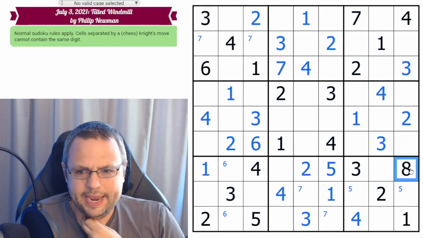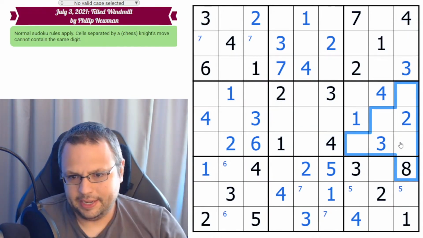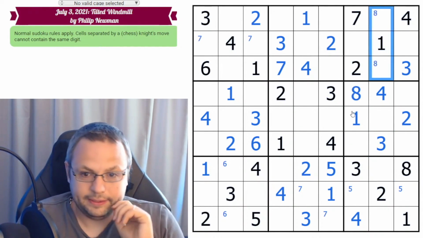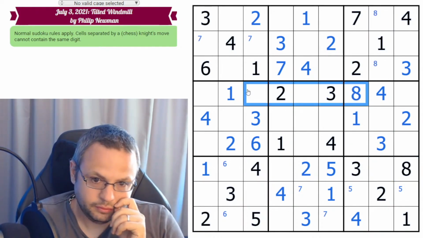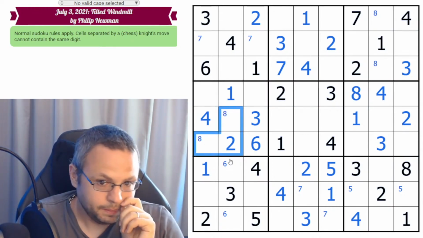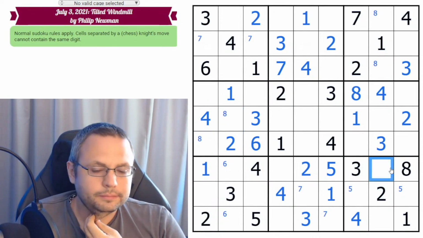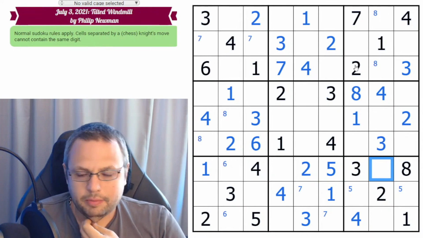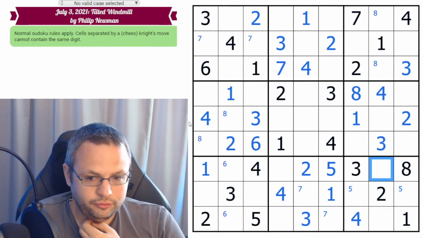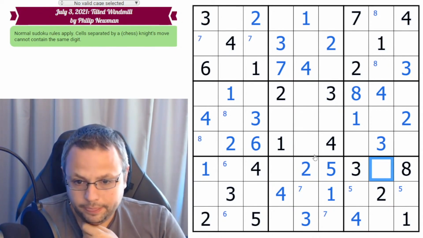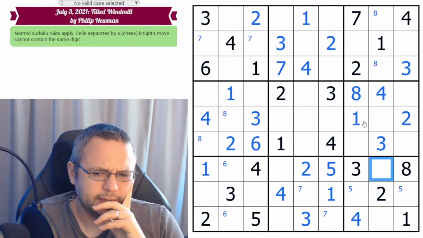What about 8? 8 is going to get placed here, which is going to mean that one of these two is an 8. It's also going to mean that one of these two is an 8. And so now is probably a good time to start center marking things. So let's mark, let's see.